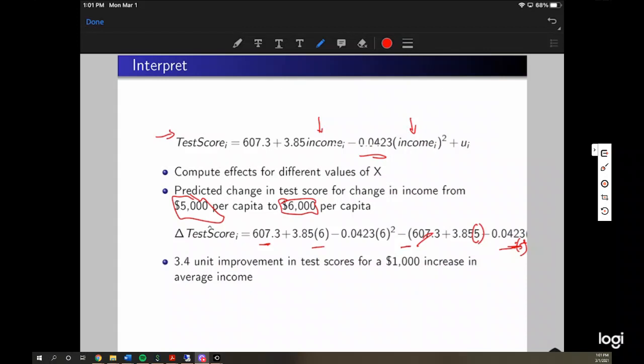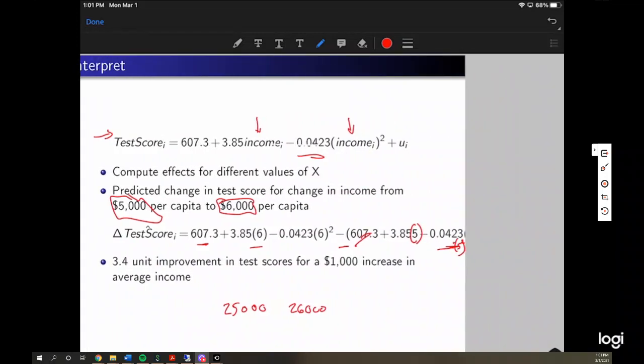So this would be different if we'd done it for $25,000 and $26,000. So we would get a different answer for doing that. So that's another thing you have to be cautious of. This marginal change in test scores given a change in income depends on where you are in your income level.